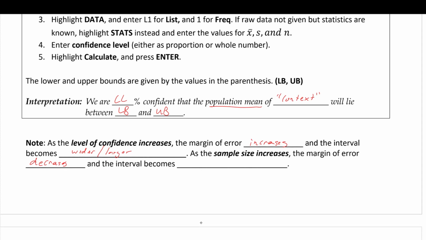So it's worth collecting more data, and the interval becomes smaller, more narrow. All right, let's do a few examples.